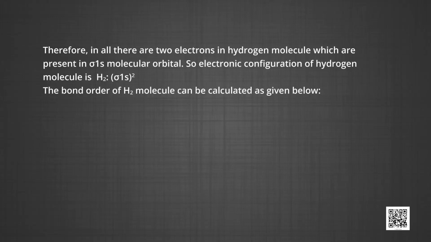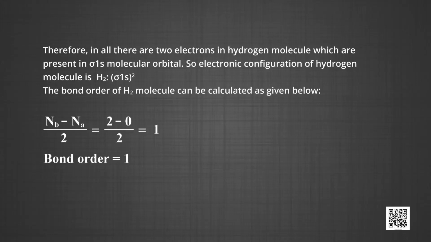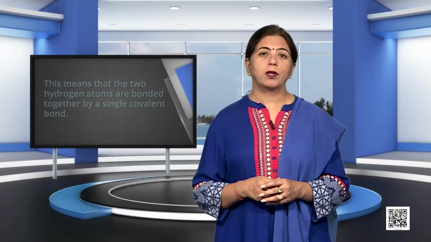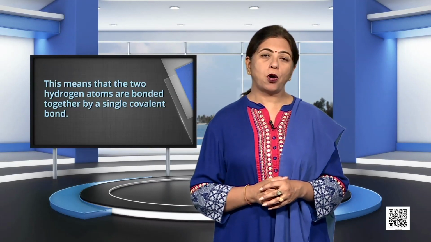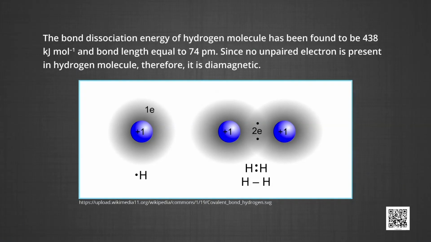The bond order of the H2 molecule can be calculated as given below. It comes out to be 1 by using the formula half Nb minus Na. The hydrogen atoms are together bonded by a single covalent bond. The bond dissociation energy of the hydrogen molecule has been found to be 438 kilojoules per mole and the bond length equals 74 picometer. Since no unpaired electron is present in the hydrogen molecule, it is diamagnetic.